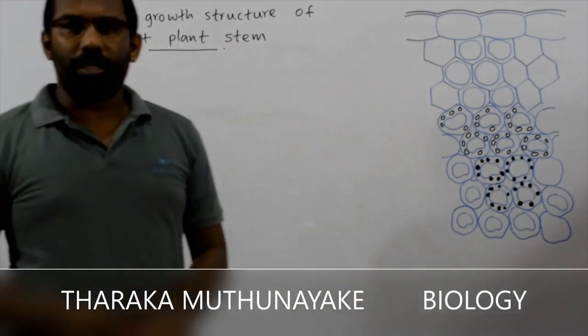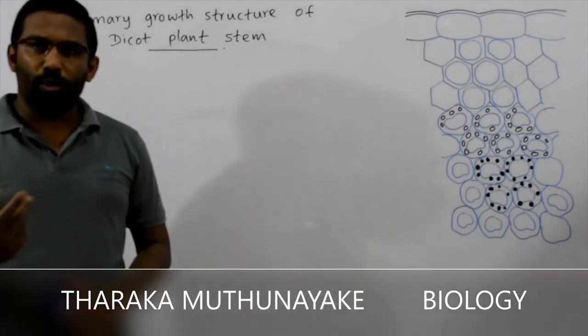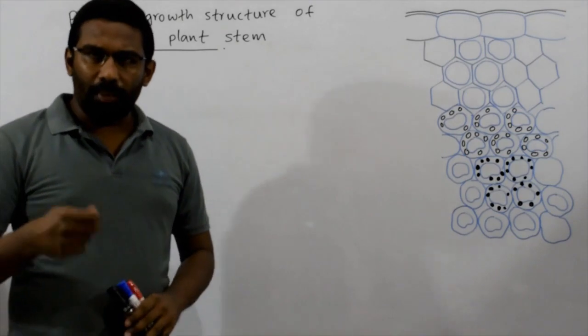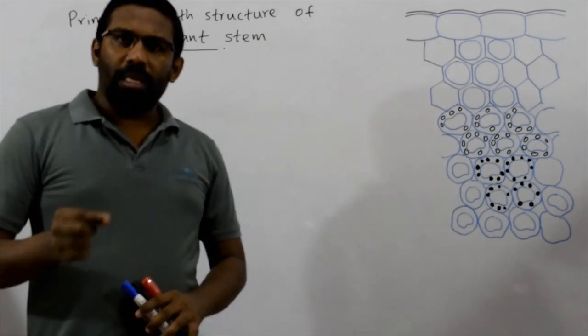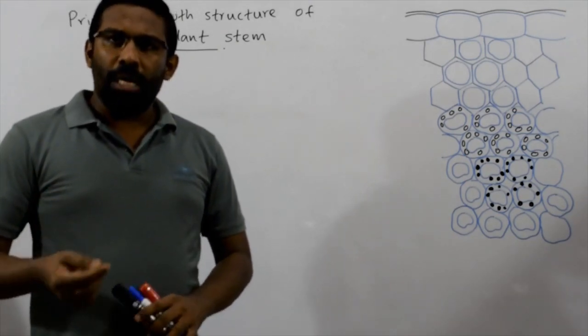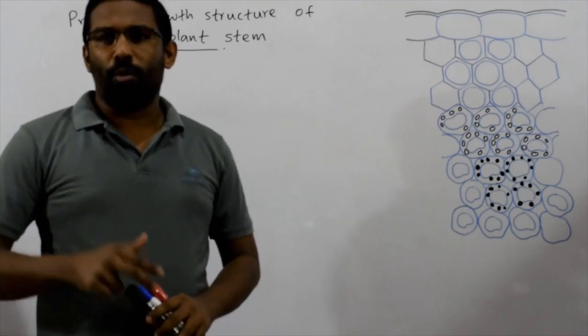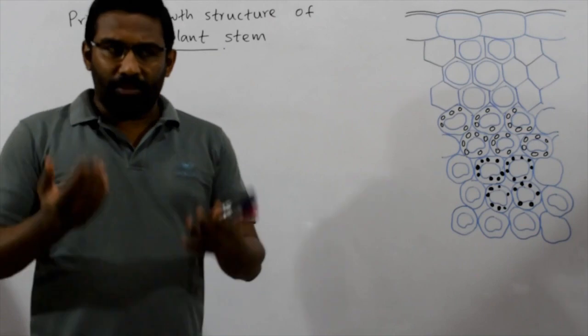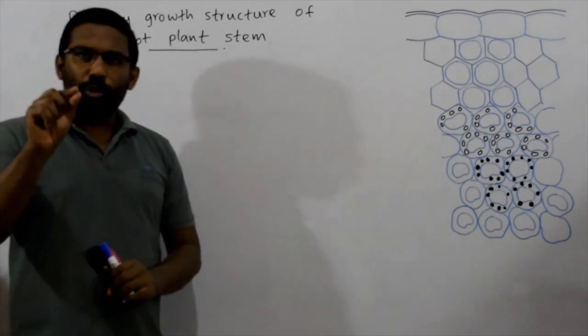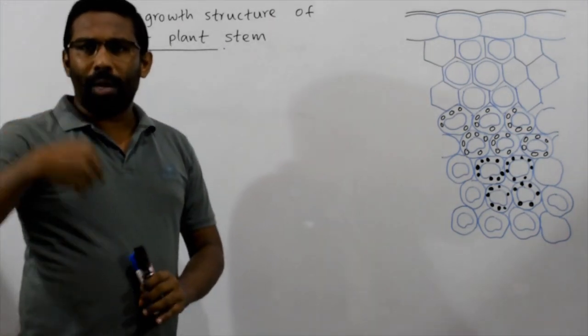Okay, today we are going to discuss the primary growth structure of shoot or stem. So what is the primary growth of shoot? It is elongation of stem or shoot due to the addition of new cells by the activity of apical meristem found at the shoot apex.